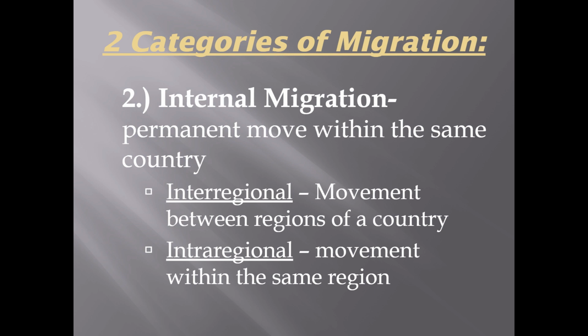Now, there are two subcategories of internal migration. First, interregional. Interregional means movement between regions of a country. So if Mr. Majewski got a job on the East Coast of the United States and I relocated from California, the West Coast, the Pacific Coast to the Atlantic Coast, that's a move from one region of our country to another. And that would be an interregional migration.